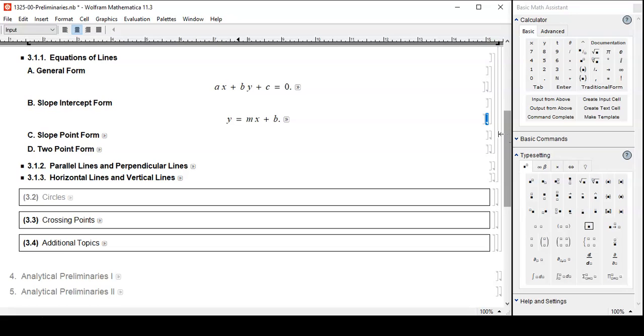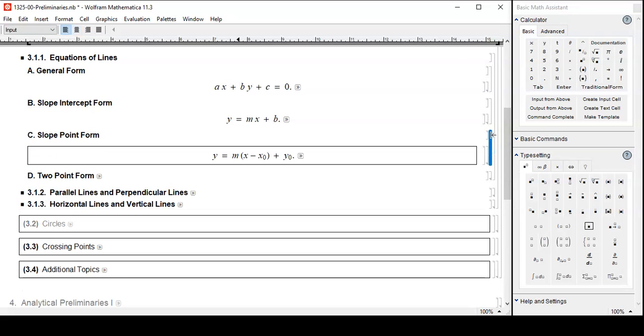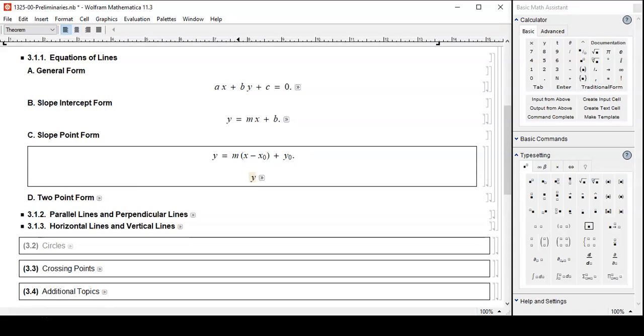Now, the slope-point form. And this is the most important for our course, so I highlighted it with this box. And an equivalent form for this is y minus y0 is m times x minus x0. Please note that this form and that form are equivalent. Here, if I subtract away y0 from both sides, then I'm going to get this one here. And vice versa. From here, if I add y0, I'm going to get it over here. So this form and that form are equivalent.